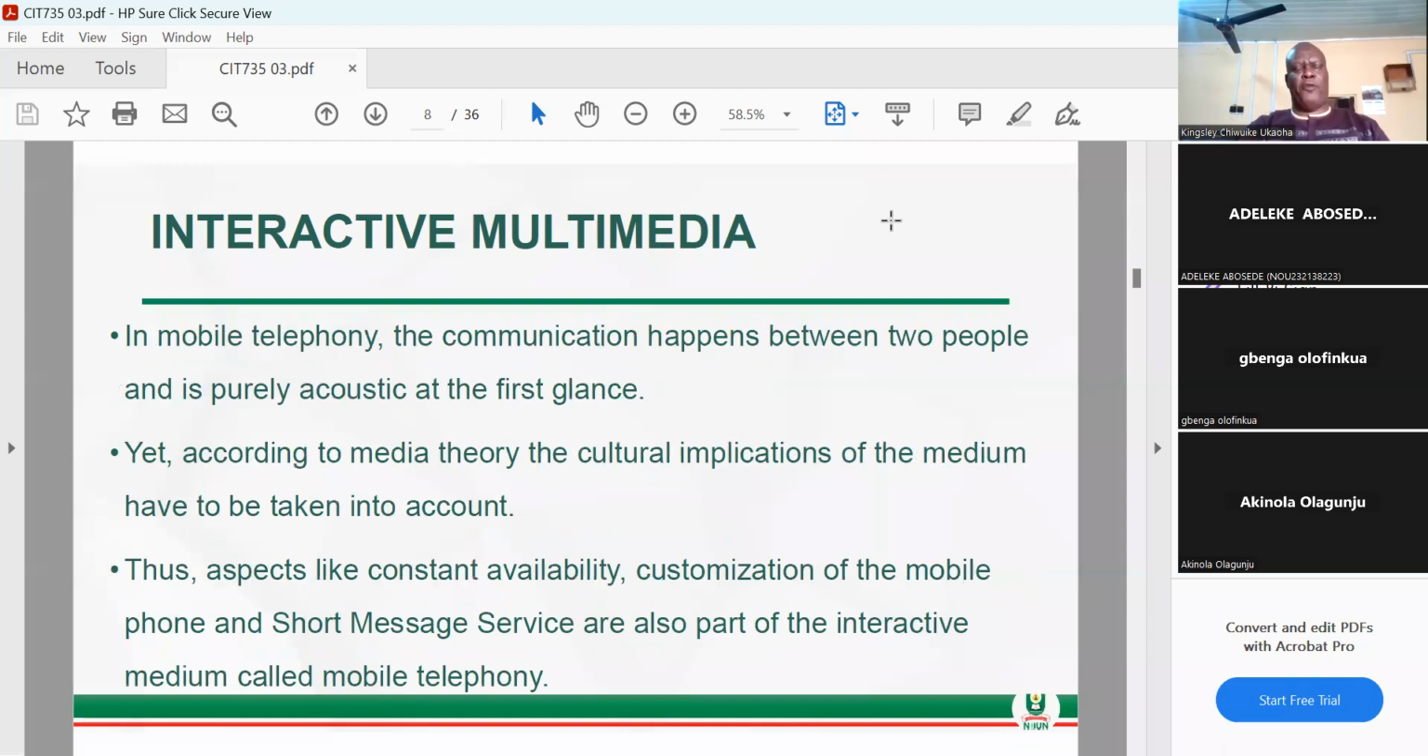In mobile telephony, like we are talking about mobile phone now, our GSM phone, communication happens between two people and it's purely acoustic at the first glance. Sound, you are hearing it, the person is talking at the other end here. Then later it goes beyond acoustic. You can also be feeling the vibes. Oh, this person that is talking, I can sense from his speech that the person is angry, is not too happy. And you ask the person, why is your voice so low? That is if it's somebody that is your relative.